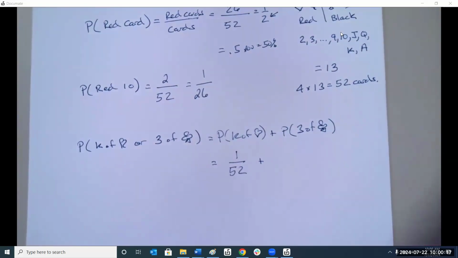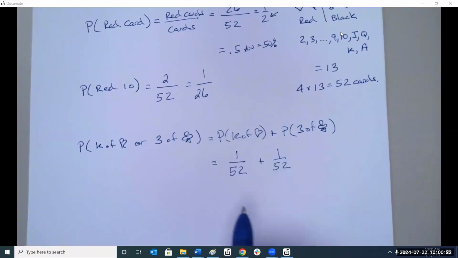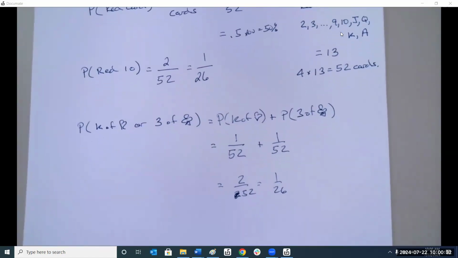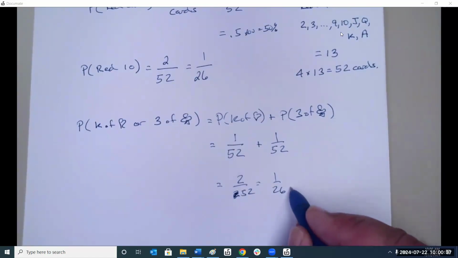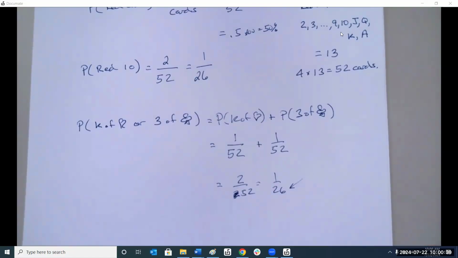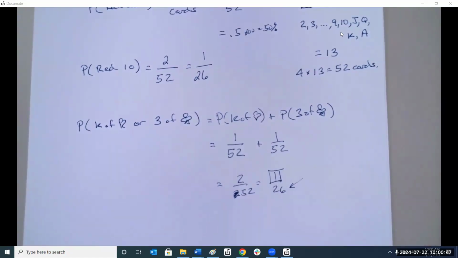How about a 3 of clubs? 1/52. Very good. 1/52 plus 1/52 is 2/52, which is 1/26. Which tells me this. If I picked 26 cards out of the deck, put it back and pick one, look at it, put it back, I will get at least one king of hearts or 3 of clubs. I get it one time if I did it 26 times.